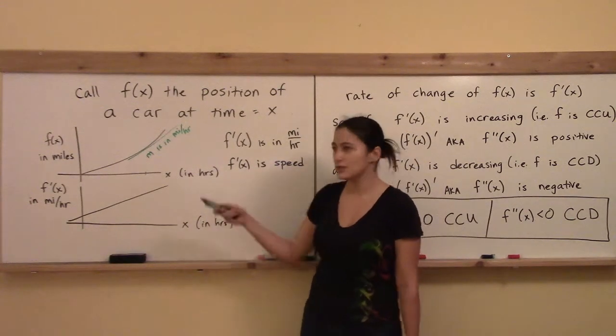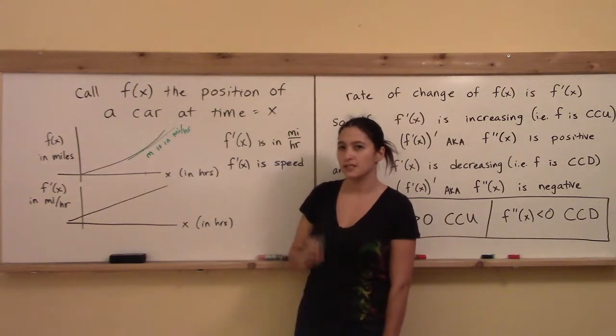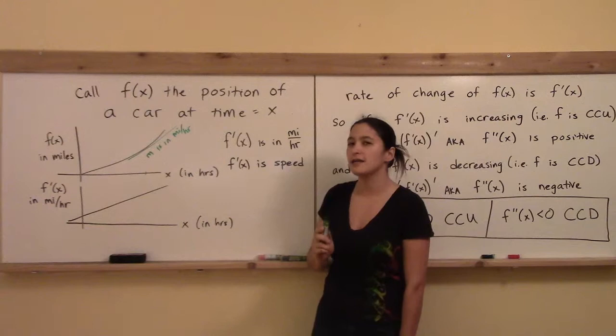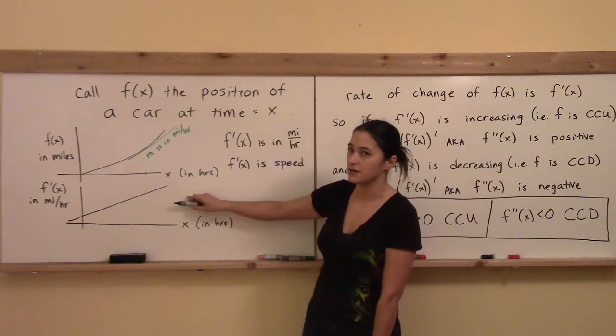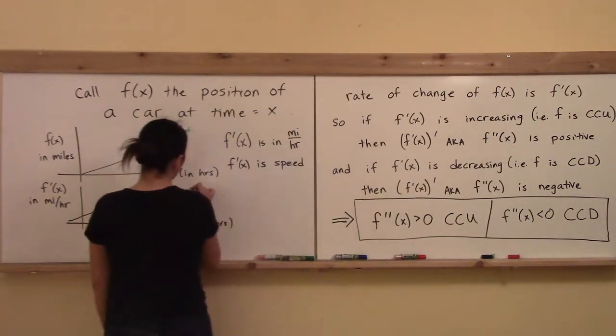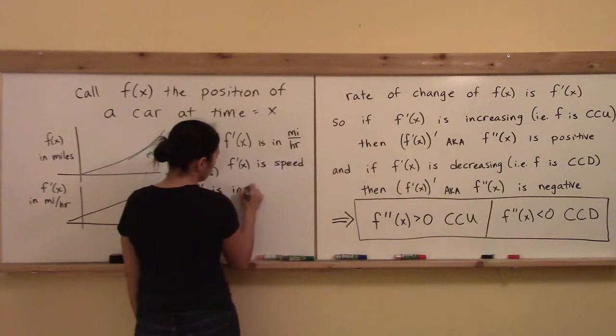So, do you think that this original function is concave up or concave down? It's concave up, right? Because concave up means that the derivative of the function is increasing. So now we look at this function right here, and we notice that f prime as a function is increasing.